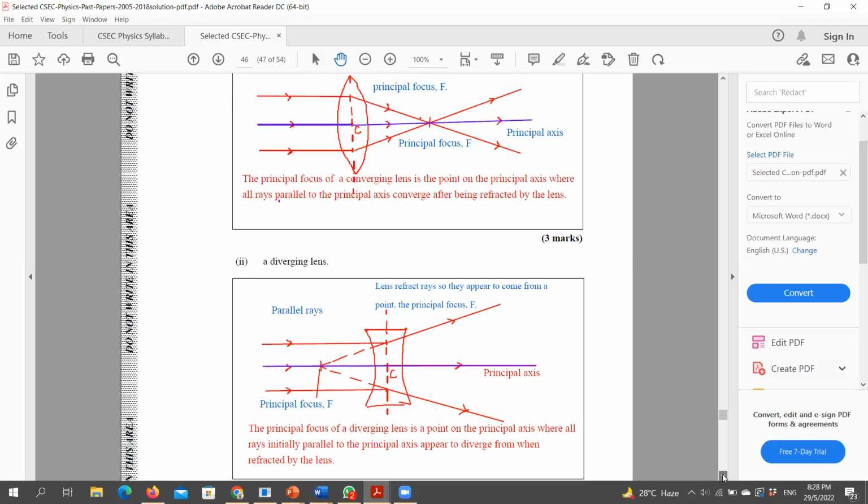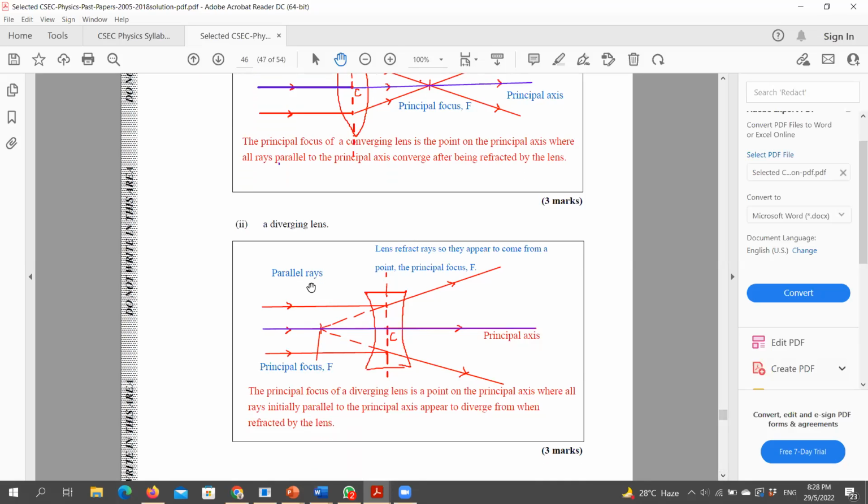And for the diverging lens, parallel rays again, but this time the lens will refract them so that they appear to be coming from a point here, and that point is the principal focus. So again, principal focus, a point on the principal axis from which rays parallel to the principal axis appear to come. They appear to be coming from there. After the lens bends these parallel rays, and you look at it, they will appear to be coming from here. And that point is the principal focus.